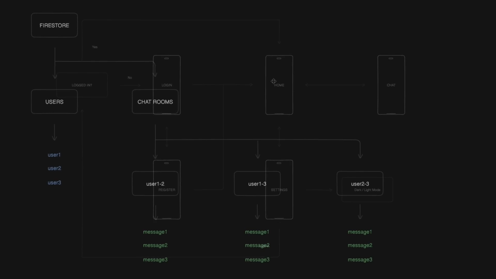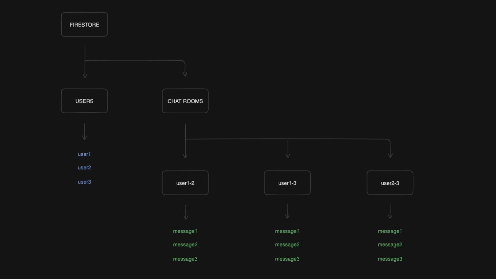So the last thing is just the kind of data structure. I'll just show you how we're going to store this in our Firestore. So we'll have a collection called users to store everyone. And then the most important thing here is the chat room. So in this collection, we'll have a chat room between two different users. So user 1, 2, and then that will have a bunch of messages in there. And then you get user 1, 3. And then you got user 2, 3. So all the different combinations between two people.